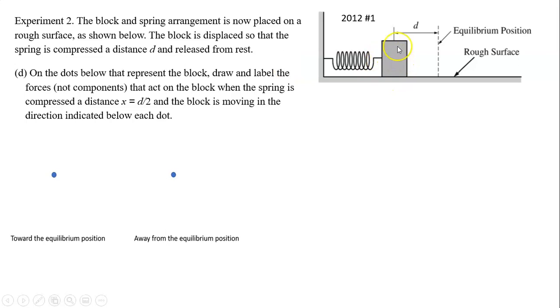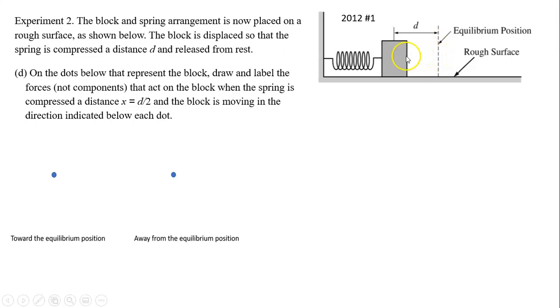So in this case, your block, when you release it, velocity will become positive. Okay, so the first question is, on the dot below that represents the block, draw and label the forces, not components, on the block when the spring is compressed the distance d, x equals d over 2. So somewhere in the middle over here, while the block in this case is moving toward the equilibrium position. That means block is moving to the right. So over here is equilibrium.